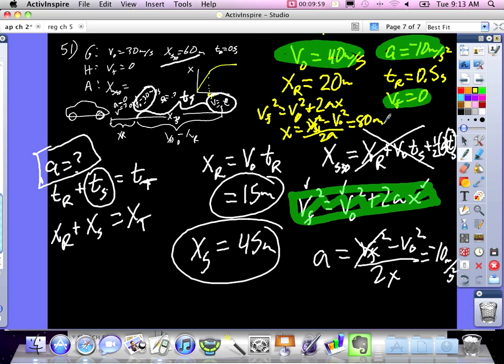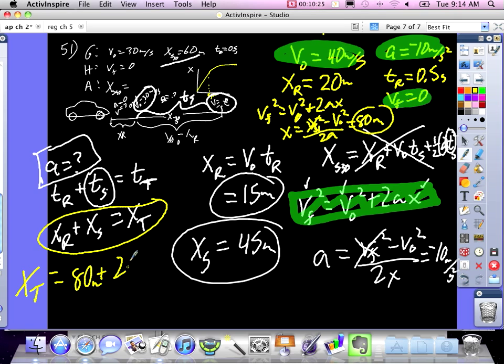That equals 80 meters. And so what is the total stopping distance? 100 meters. Right? Because the total stopping distance, X total, is equal to the distance of the reaction time plus the distance of the braking, of the stopping. So then for that one, it's 80 plus 20 meters.